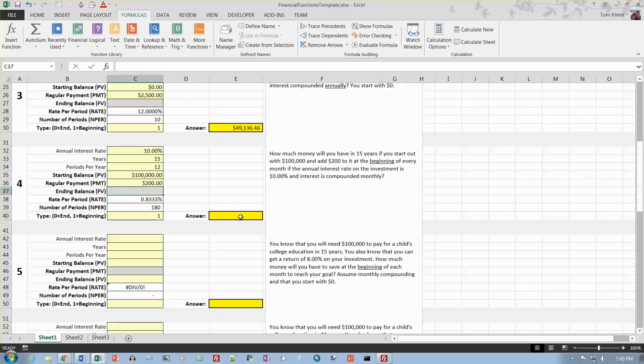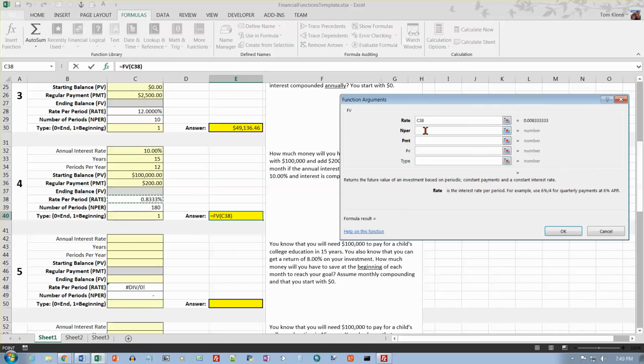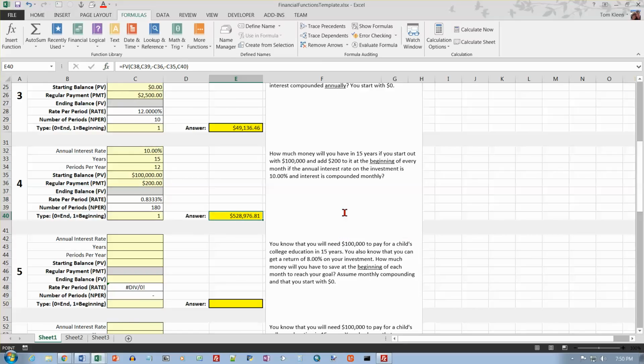That's a future value problem, so let's click in our answer box here, and let's go to financial and look for future value. My rate is here. My number of periods is here. My payment is negative 200, and my present value, this is a savings problem again, so that's a bunch of payments that I've already made, so I need a minus sign in front of that. And then the type is going to be this number down here. Click on OK. And if we start with 100,000, put 200 in a month for 15 years at 10%, we will have over $500,000 when we're done.